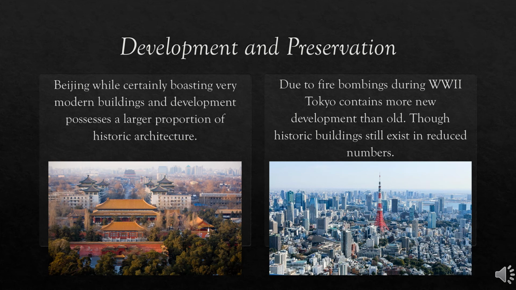Composition and makeup of the physical spaces in Beijing and Tokyo, and their development and preservation. Beijing, while certainly boasting very modern buildings and development, possesses a larger proportion of historic architecture, such as the city center, which is predominantly old historic buildings. In Tokyo, due to the firebombings during World War II, Tokyo contains more new development than old, though historic buildings still exist in vastly reduced numbers.